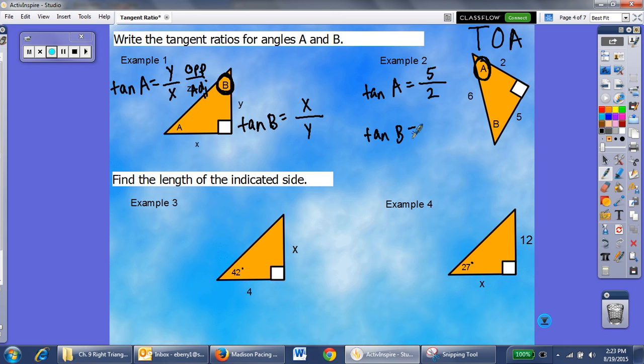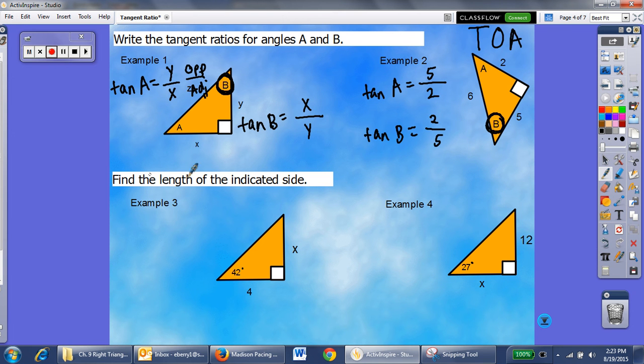Tangent of B. Now I'm looking just at angle B. If it helps, circle it on your paper. Looking at B, opposite B is 2, so I put that on top. Adjacent is 5. And we can leave it just like that since it just asked us to write the ratios.